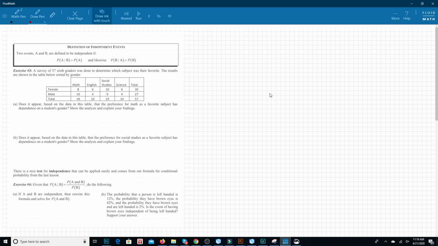So exercise 3. A survey of 57 6th graders was done to determine which subject was their favorite. The results are shown in a table below, sorted by gender. Does it appear, based on the data in this table, that the preference for math as a favorite subject has a dependence on a student's gender? Show the analysis.